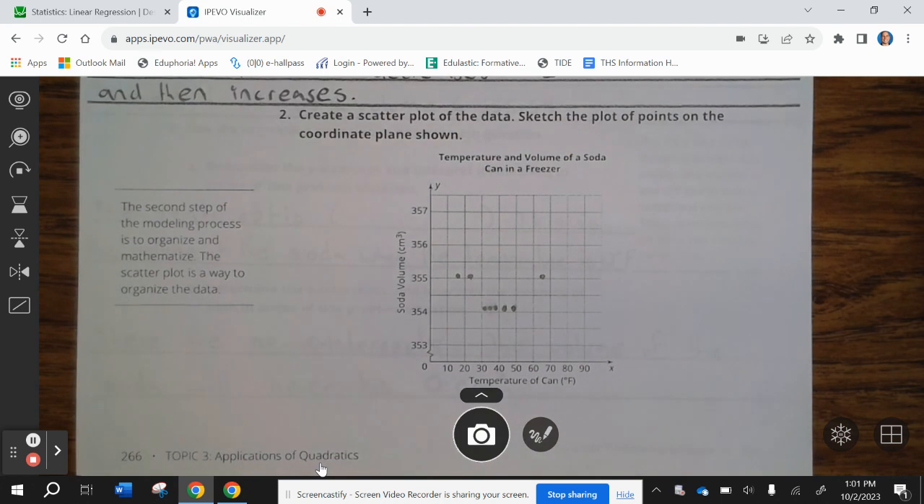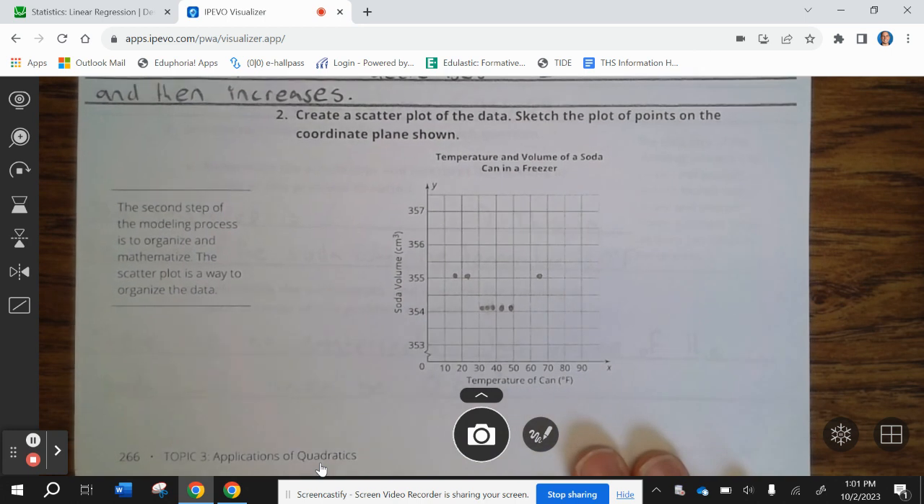Create a scatter plot of data. Sketch a plot of points on the coordinate plane. Okay, go ahead and do that. All right, let's take a look at the next page.